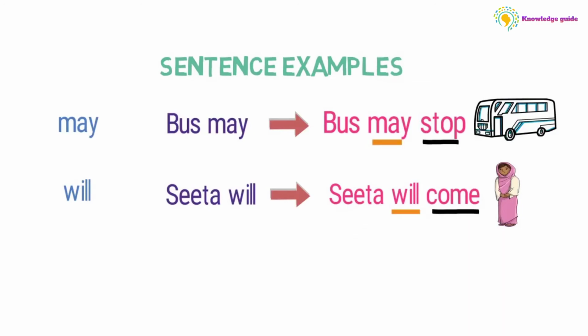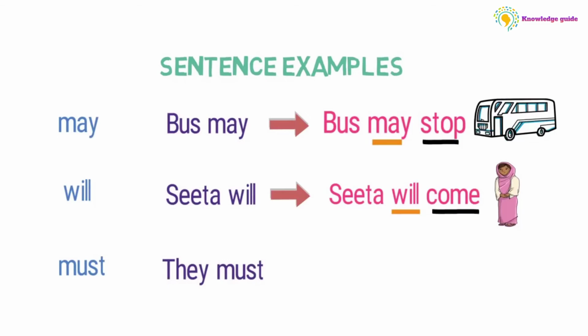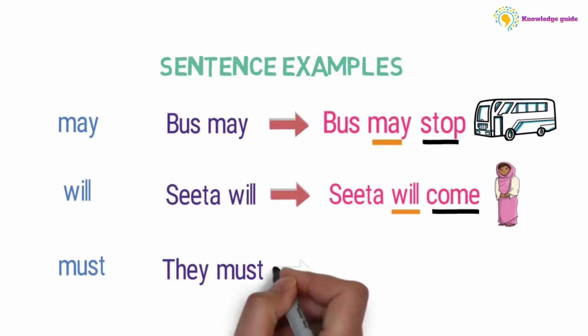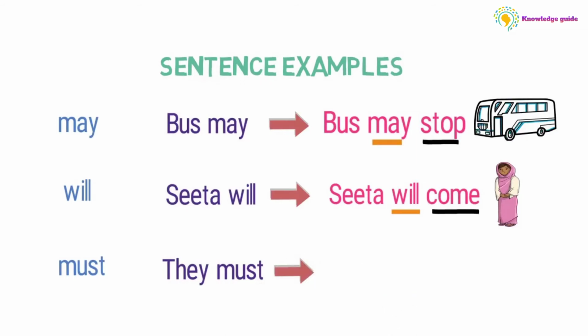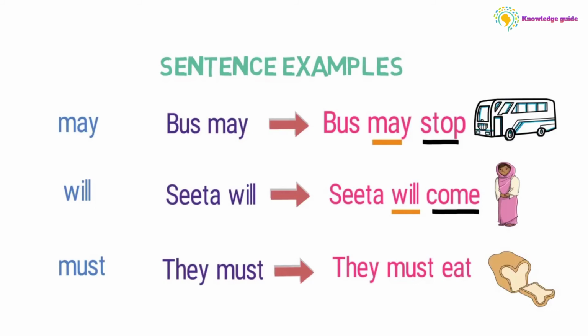Now let's see the last example. Must. They must. Does this sentence give any full meaning? No. The word must doesn't give any meaning if we don't use it with a main verb. Now if we say they must eat, we get the full meaning, and thus eat is the main verb and must is the auxiliary verb we have used.